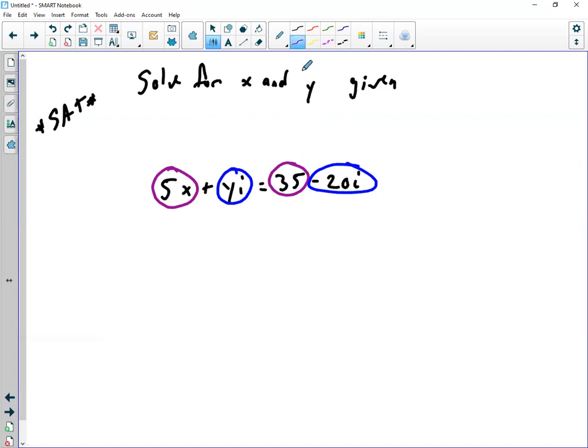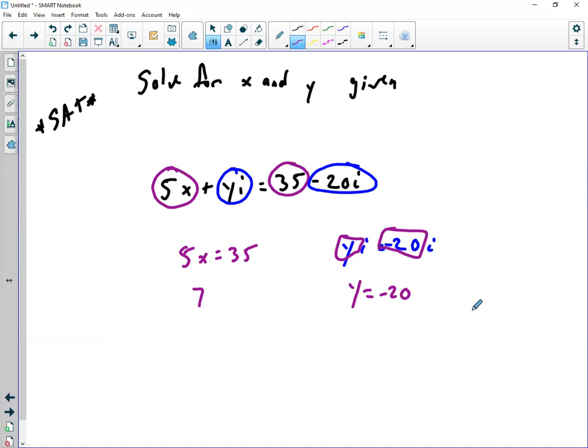So all I have to do is set the real part equal to the real part, and I have to set the imaginary part equal to the imaginary part, and then I can just solve. So here, obviously, we could solve for x, and x would be 7. If x equals 7, this would be 35, and 35 is equal to 35. If I look here, obviously, those 2 parts have to be the same, and if they're the same as each other, that means that y has to be -20.